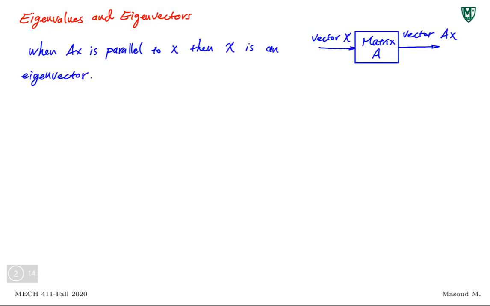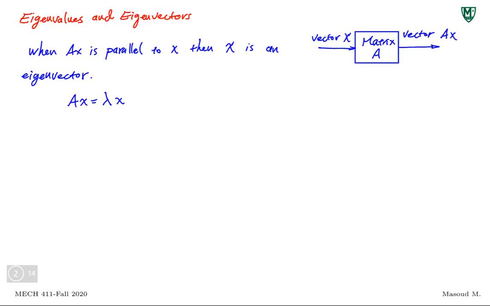Now, since they are parallel, their magnitudes can be different. So I can write it this way: Ax is equal to lambda x. Let me just be consistent and use x. Ax and x are parallel, but lambda is just a constant. Because they're parallel, they can have different magnitudes. I didn't say they have the same length, so the length can be different.